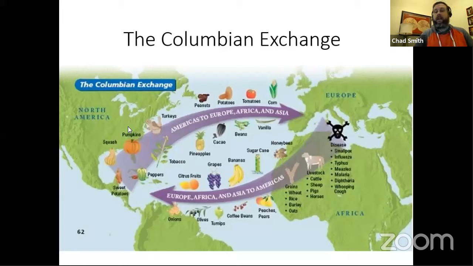The Columbian Exchange, short definition, is the new trade network as a result of the connection of the two hemispheres. And it was largely between Europe, Africa, and the Americas. However, that doesn't mean that other parts of the world were left out.